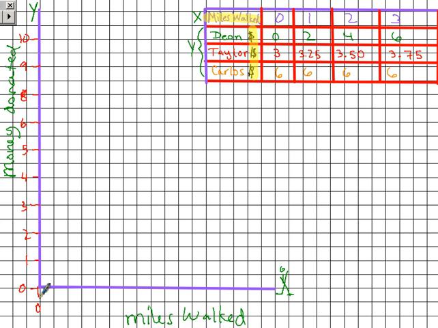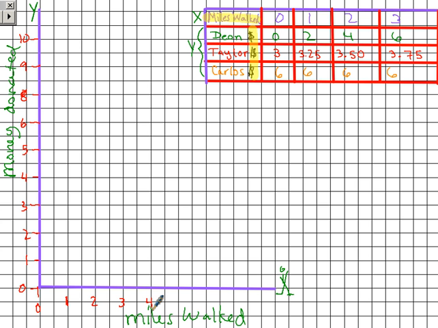I think I'll say that 2 spaces is worth 1 mile. That will make it so that every space is a half mile, not that I need to graph that.